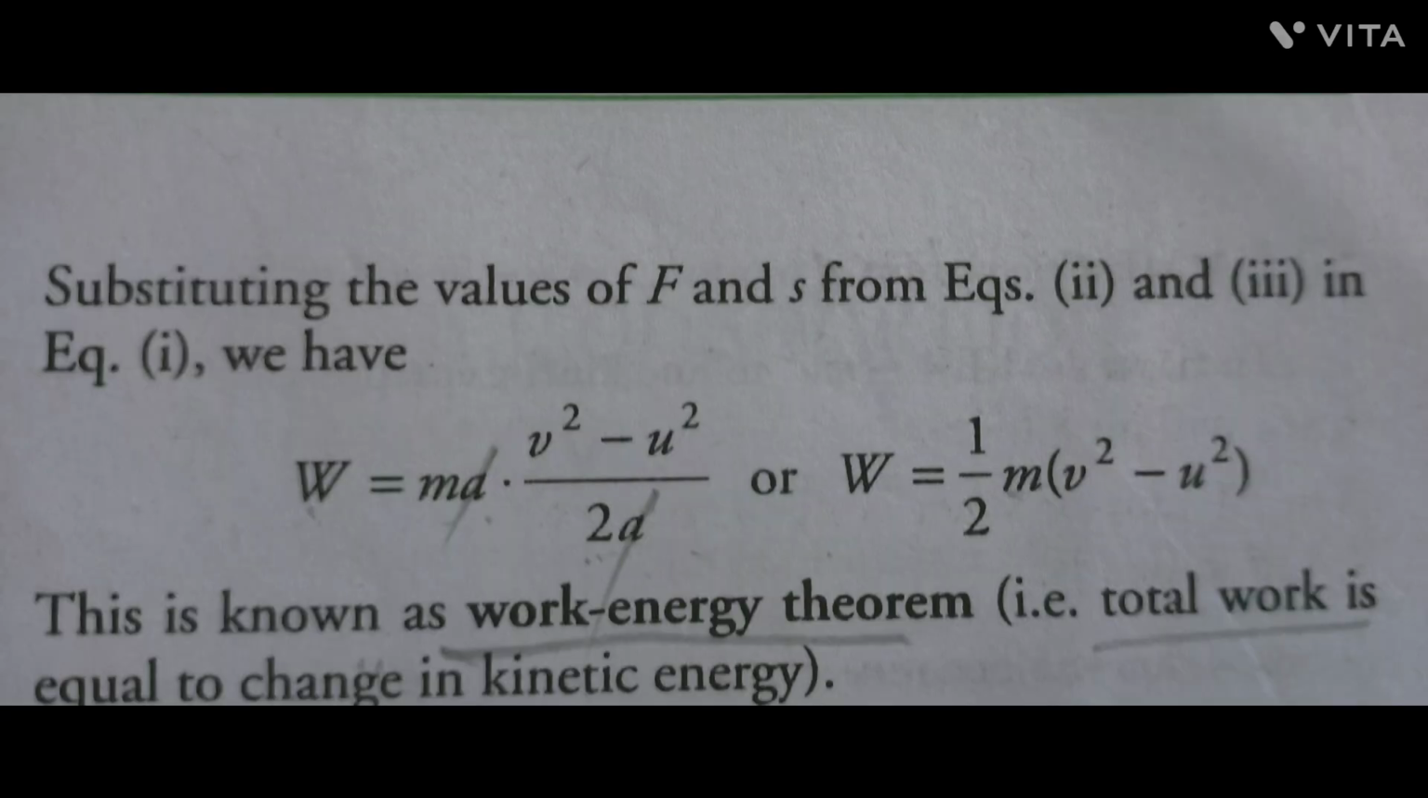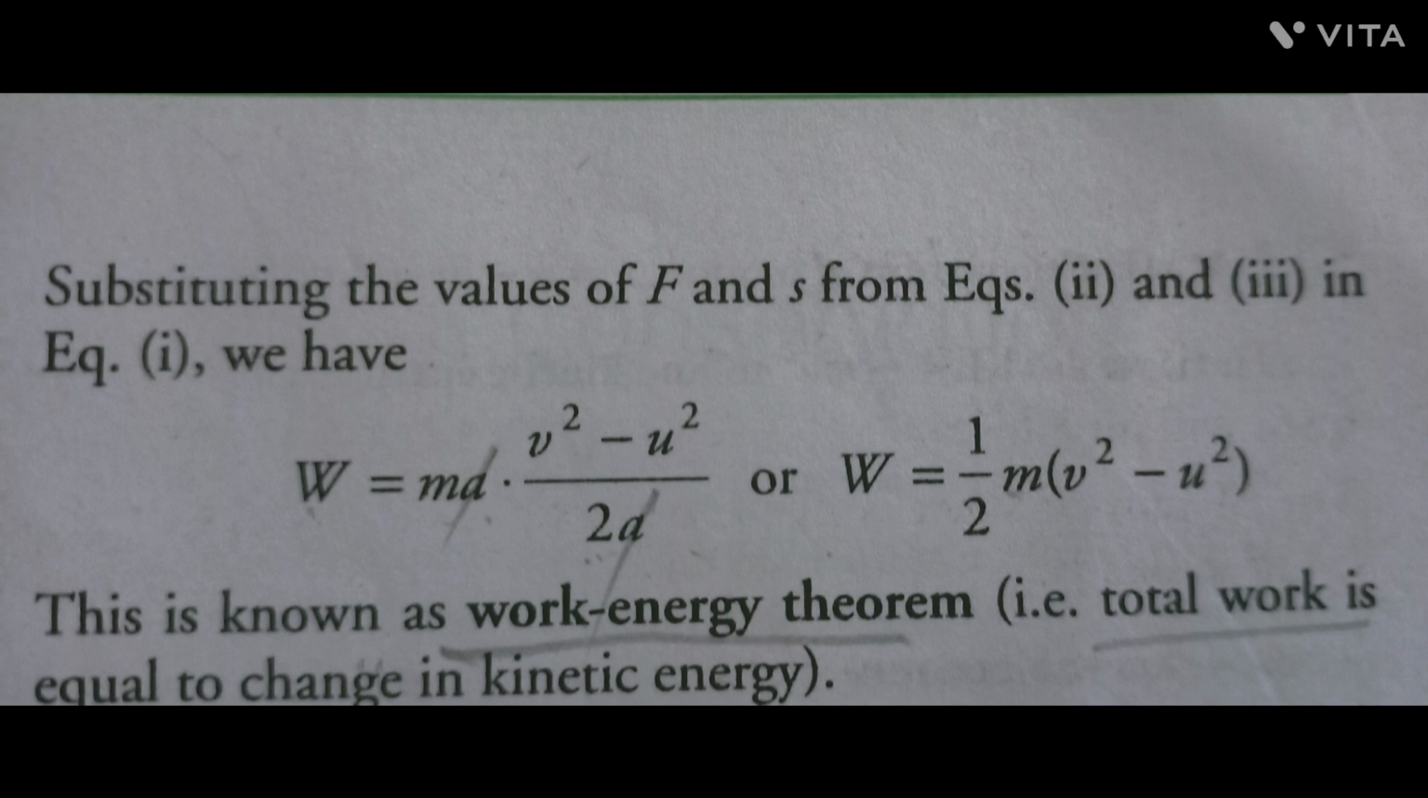Now, putting the values we got for s, which is equal to v square minus u square divided by 2a, and F is equal to ma, we are going to replace these values in the first equation where we got W is equal to Fs. So we are replacing F by ma and s with v square minus u square by 2a. Thus substituting the values of F and s from equations 2 and 3 in equation number 1, we get W is equal to ma into v square minus u square by 2a.